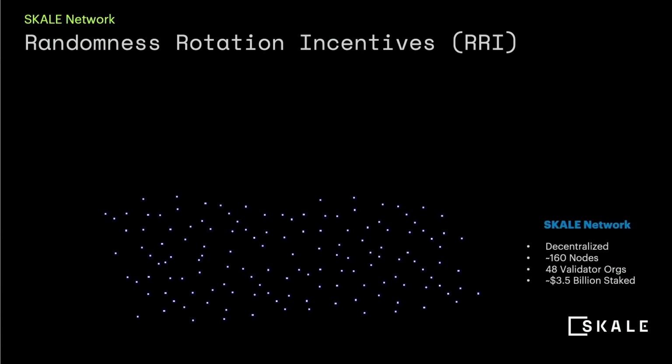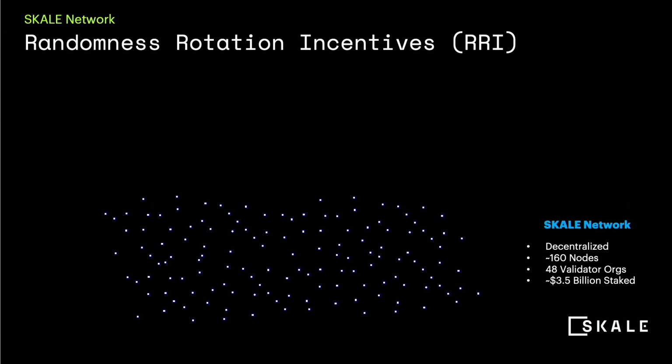SKALE is a multi-chain network. It's a scaling network where we have hundreds of chains available for dApps to run on and to scale on. And we have a lot more that works with Ethereum tooling as well. So what does this mean? At the heart of SKALE is this idea of randomness, rotation, and incentives.